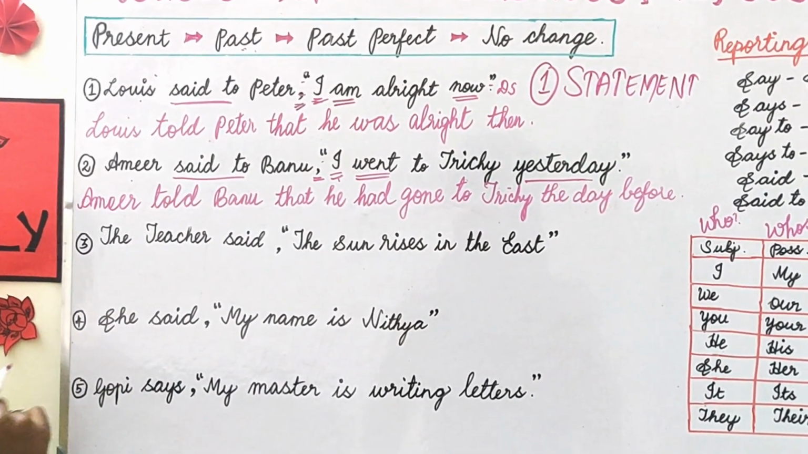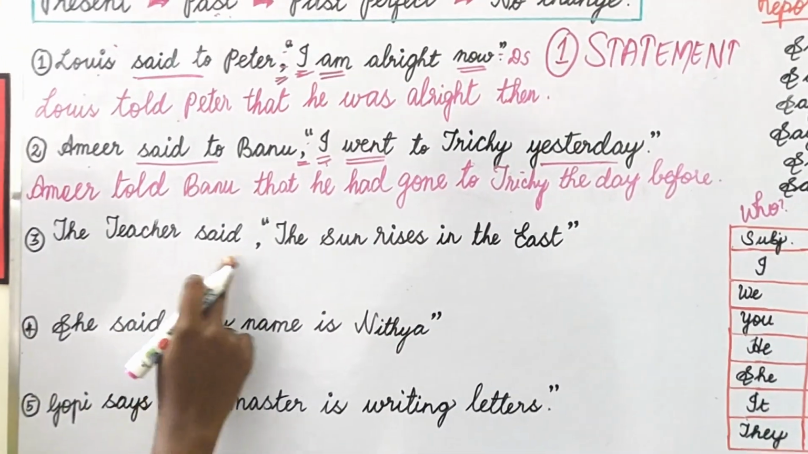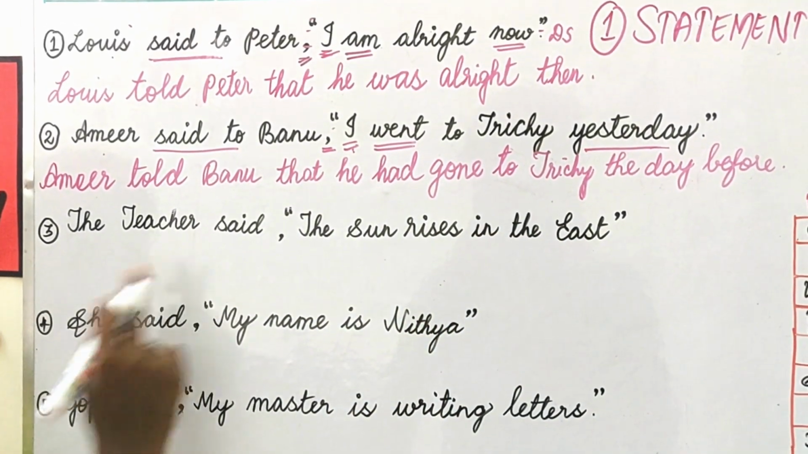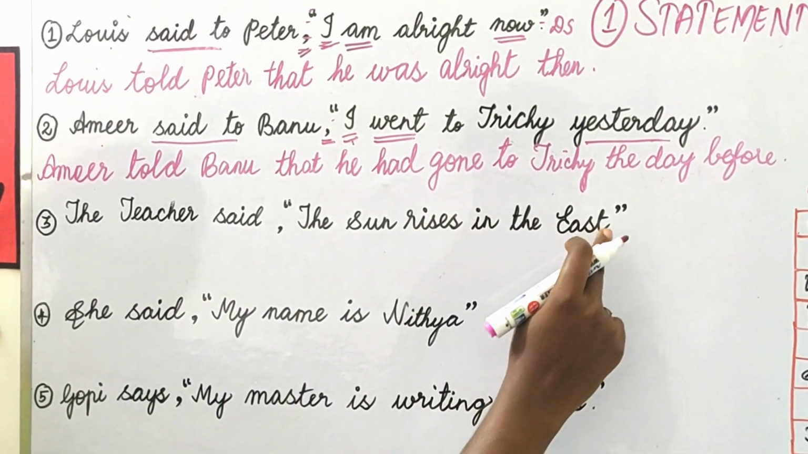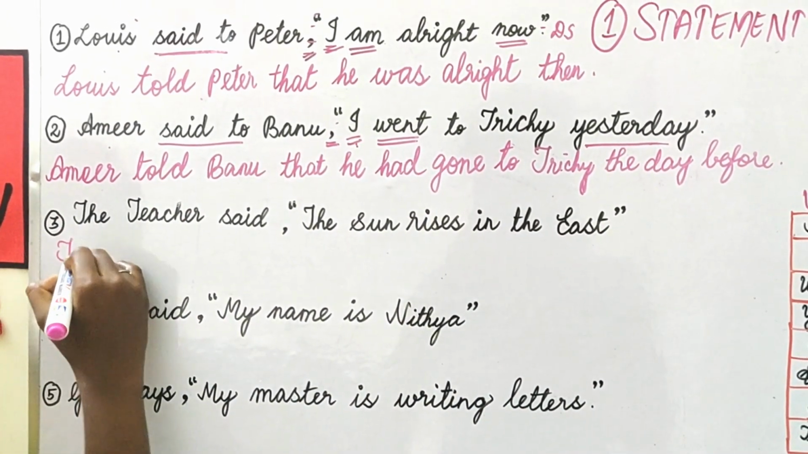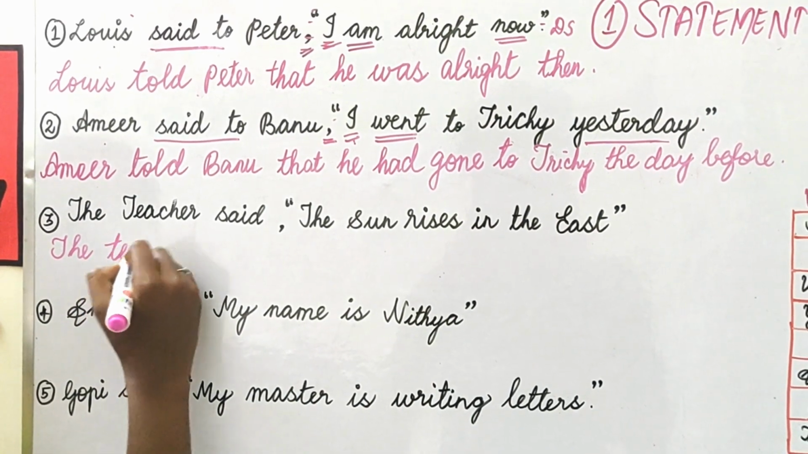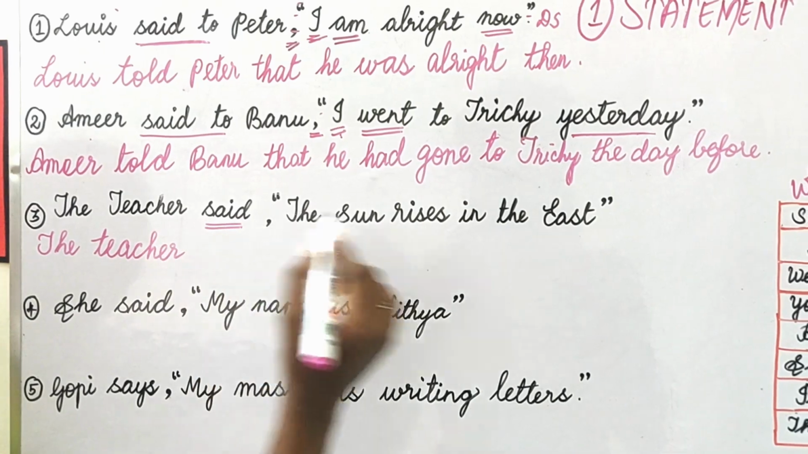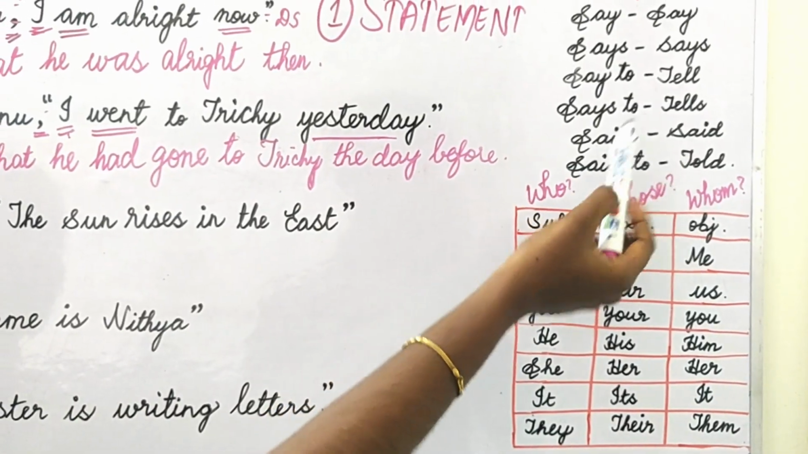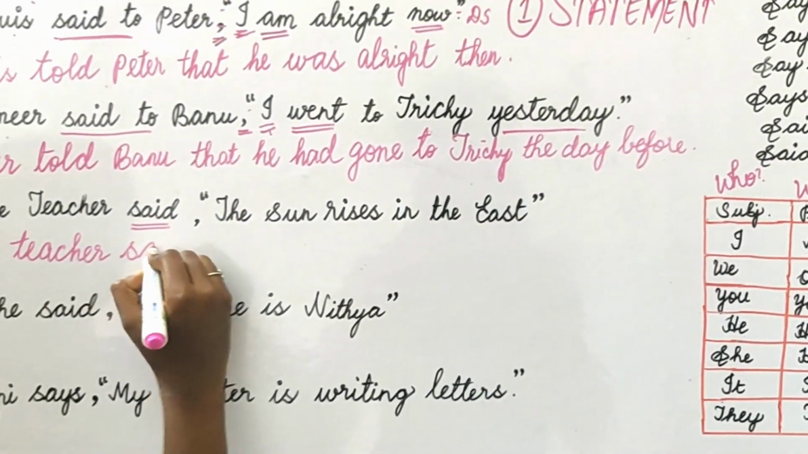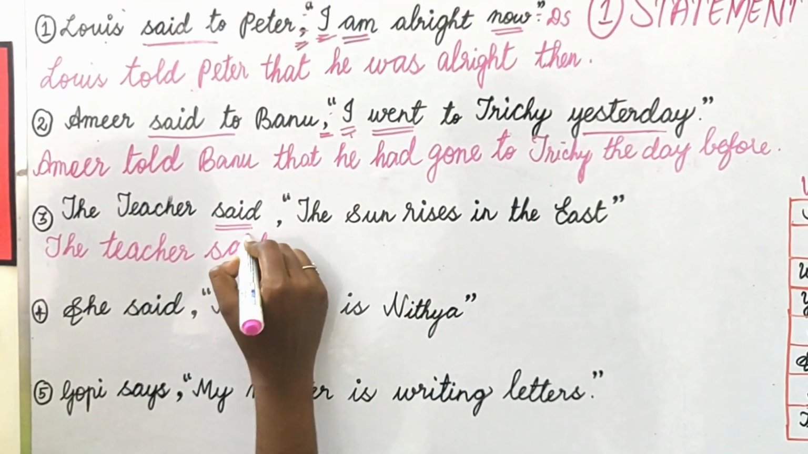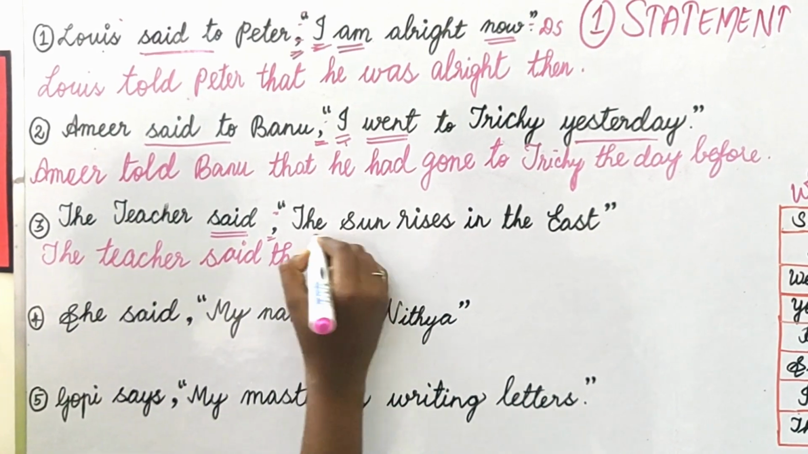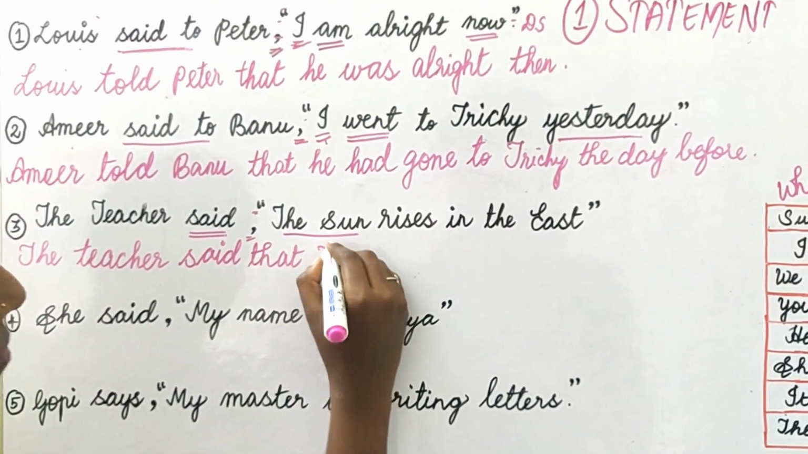Next sentence. The teacher said, "The sun rises in the east." Now, who's the subject? The teacher. The reporting verb is "said". "Said" is changed as "said" only. "Said" you can keep as "said" itself. So, the teacher said. Remove all the punctuation. What's the conjunction? "That". Here, the sun.